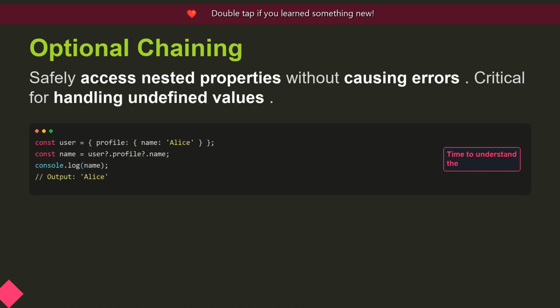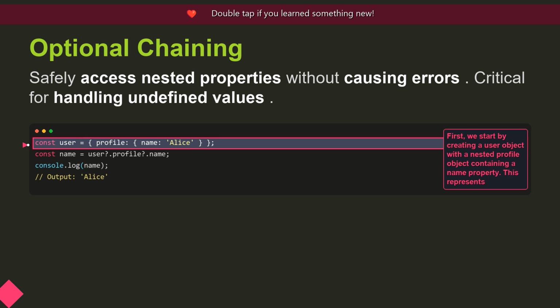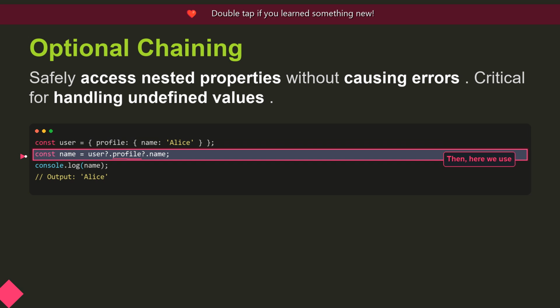Time to understand the code in detail. First, we start by creating a user object with a nested profile object containing a name property. This represents a typical user data structure in applications. Then, here we use optional chaining to safely access the name property.